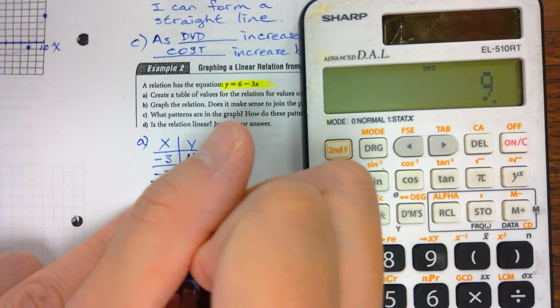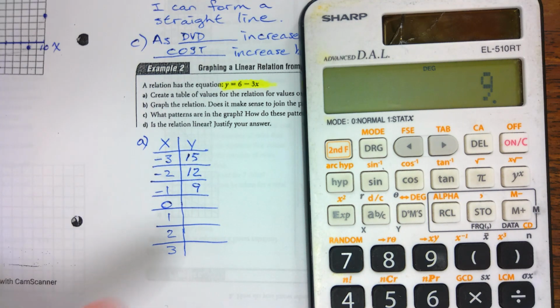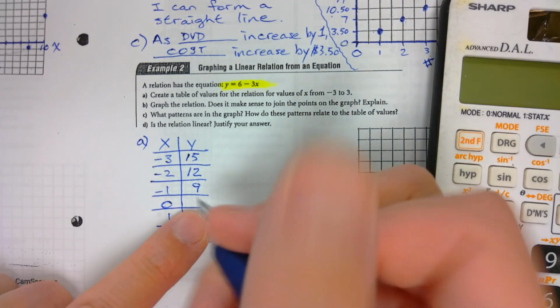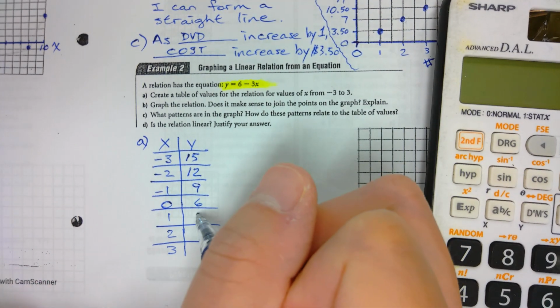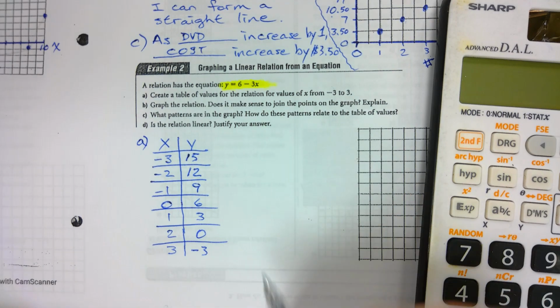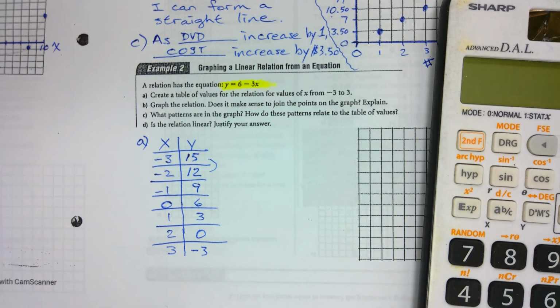I get 9. By now, I should be able to do the rest without having to use my calculator. So looking at this pattern right here, what's my next number? 3, and then 0, and then -3. Perfect. Okay, what's my pattern right here? -3. Good. I'm glad you didn't just say 3.